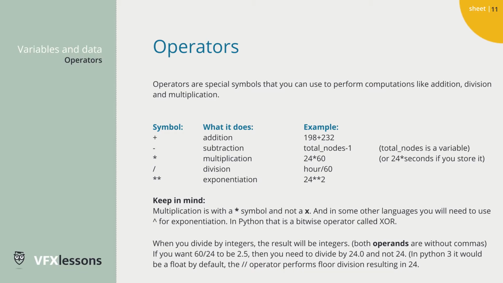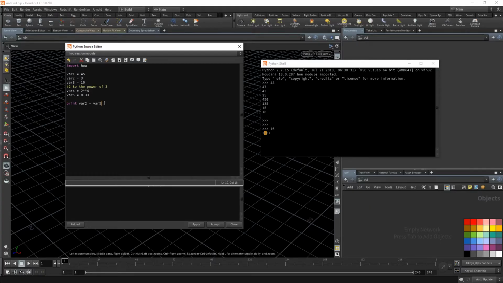So both operands will be without commas. The numbers to the side of those little signs are called operands. If you want 60 divided by 24 to be 2.5, then you need to divide by 24.0 and not 24. In Python 3, it would be a float by default, and the double slash operator performs a floor division, resulting in 24 right away. So just to illustrate this point real quick, let me change one of those values, for example, var2 to 3.0 and var3 to 10.0.